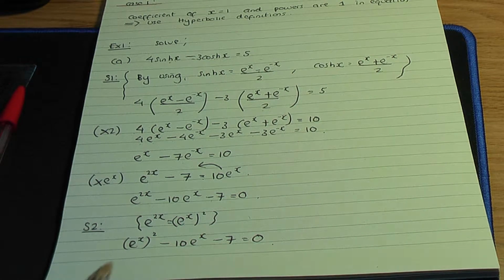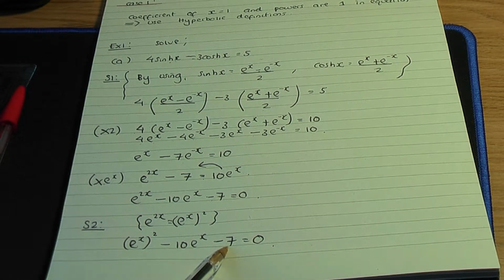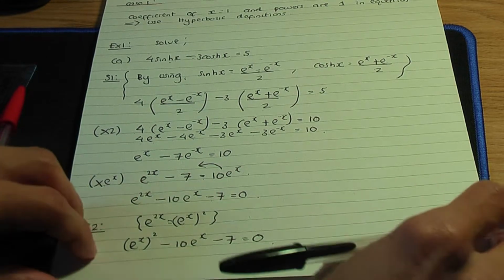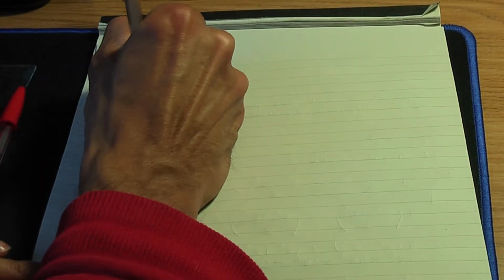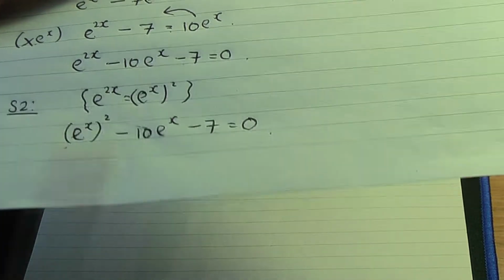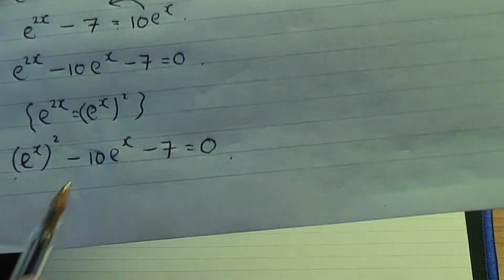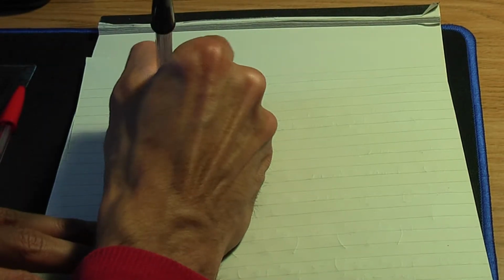Okay, and I'm going to make it resemble a quadratic using a substitution. So I tend to use t. So let me continue on the reverse side. So if I let t equal e to the x, I can make this a quadratic involving t. So we're going to have t squared minus 10t minus 7 is equal to 0. So minus 10t minus 7, that's equal to 0.